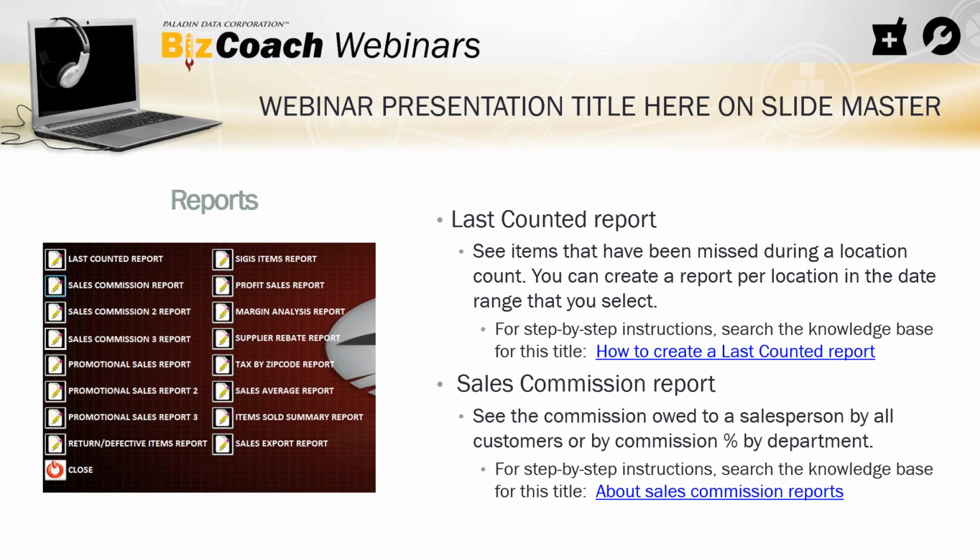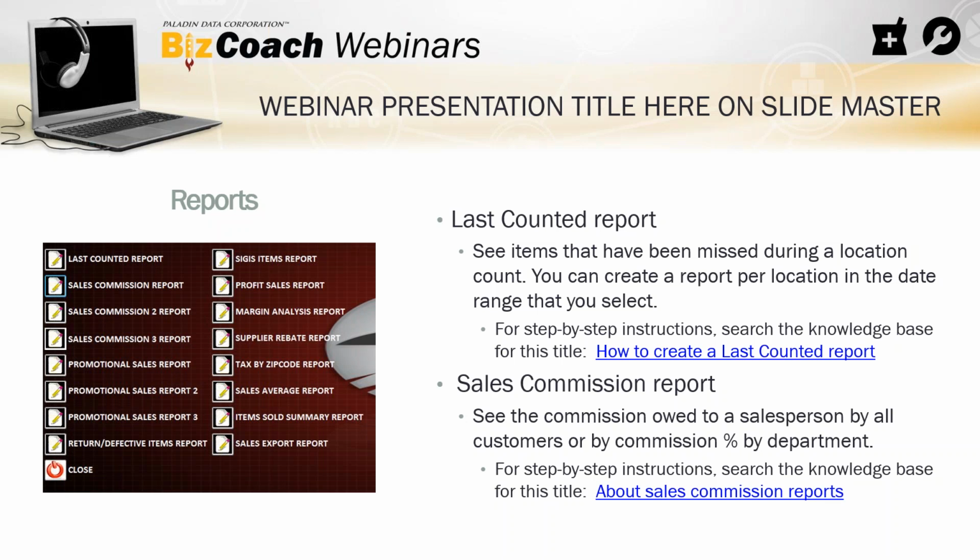So the first one is our last counted report. Now this report is, I don't want to say necessarily outdated, but we have the dial now. Many of you are familiar with our Paladin Insight dashboards that is showing you real-time information of what this report shows you. And it's just items that have been missed during location count, what items haven't I counted over X amount of days. So this report is very much a reporty version of that real-time dial that we've created since we've created that report. But it's an excellent resource. Use it.